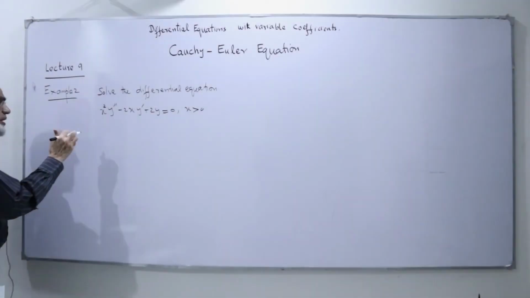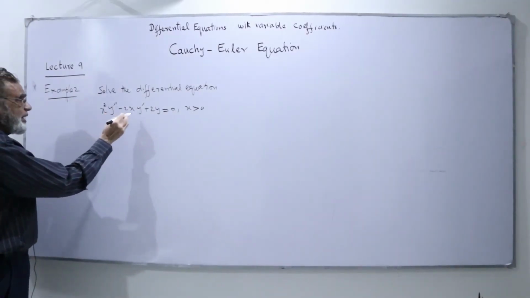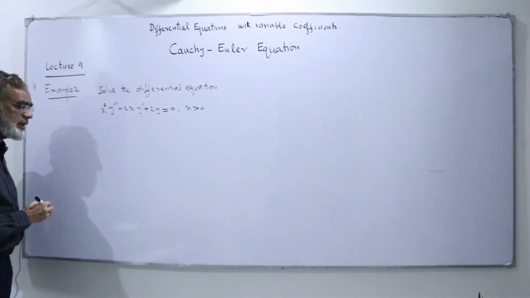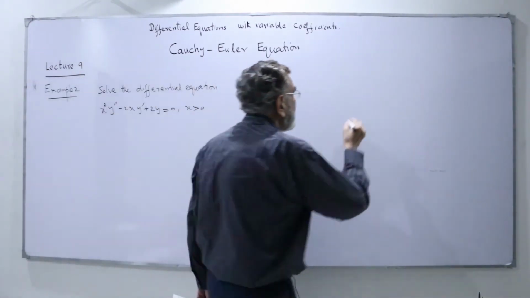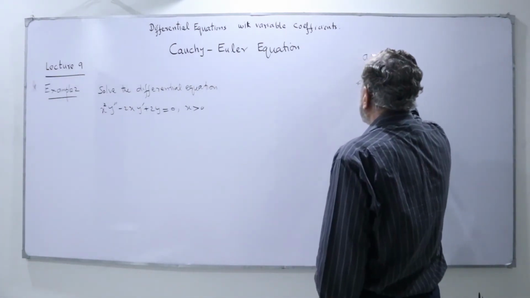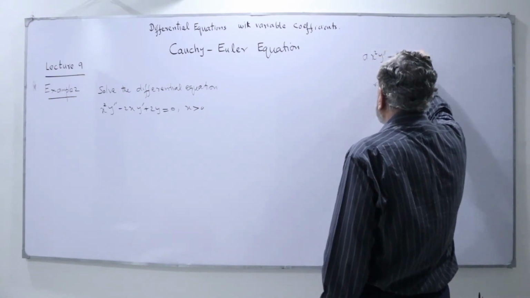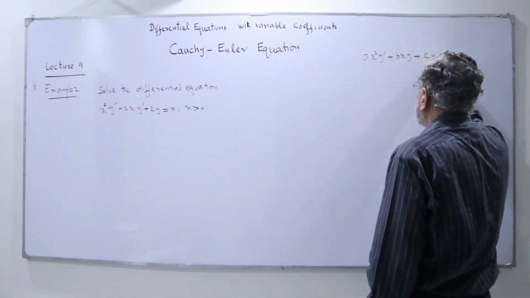To solve this differential equation x² y'' − 2x y' + 2y = 0. This is my Cauchy-Euler equation, x is bigger than 0. As I was mentioning before, we have the equation like this one: a x² y'' + b x y' + c y = 0.